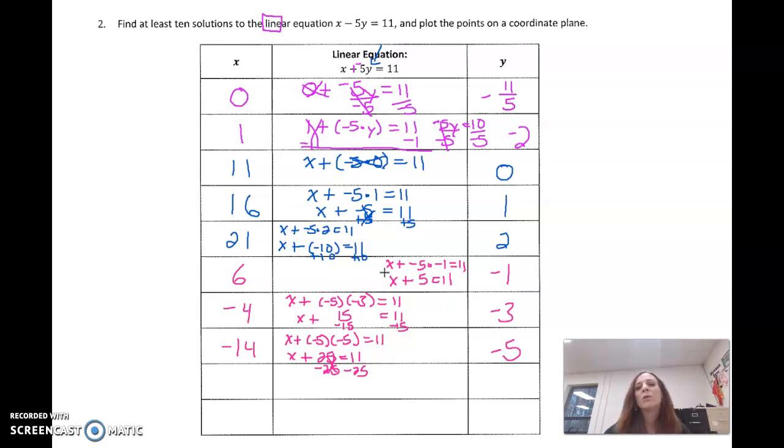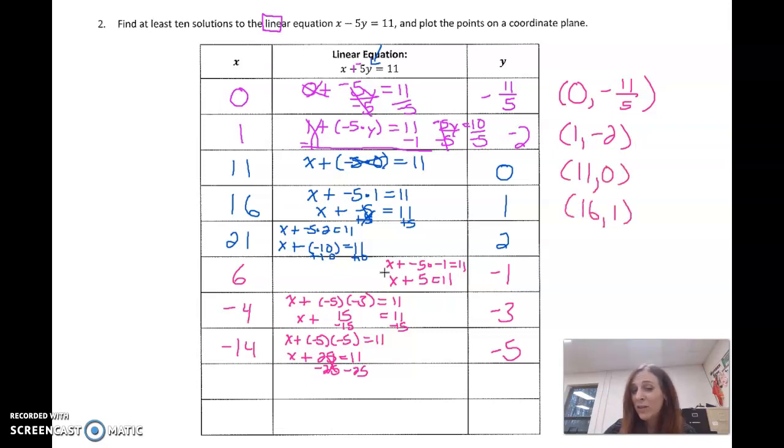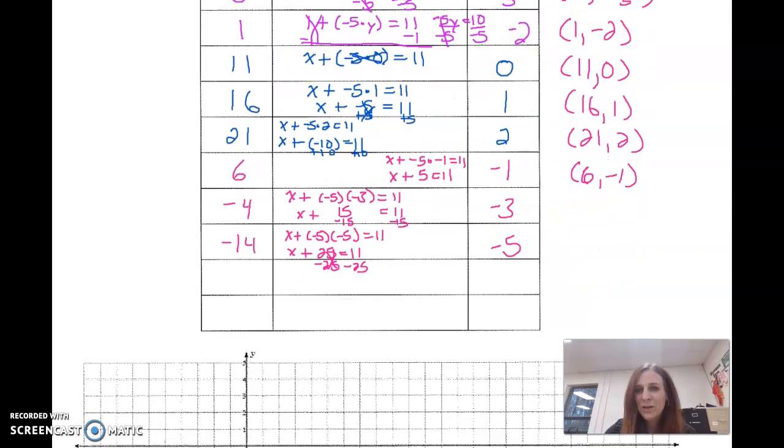But all of these here are ordered pairs. This one's a little tricky to graph. We can do it. But that's why when you have a variable by itself, it's nice to plug things in for the other variable. But let's go 1 and negative 2. We should have enough here to get a good idea of what our graph looks like. Hopefully we're all anticipating that it's a line, right? Linear means line. Okay, so let's start plotting these.